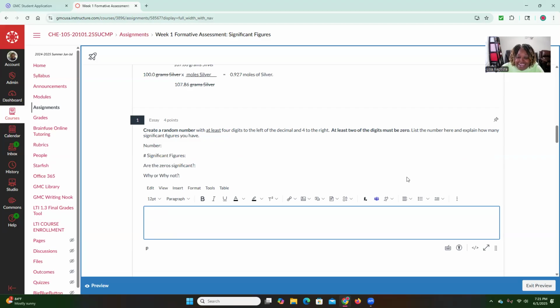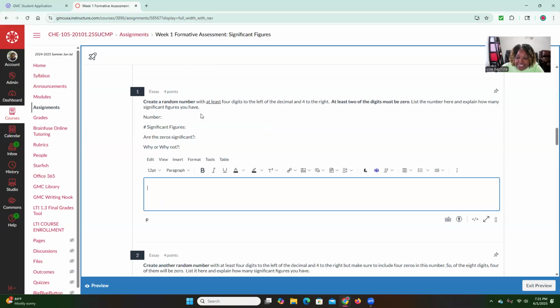All right. So then as you go through each of these problems, they'll ask for different things. So this one asks to create a random number with at least 4 digits to the left of the decimal and 4 to the right. At least 2 of the digits must be 0. So list the number here and explain how many significant figures you have. So you've got to put your number. You've got to tell what the significant figures are. You're going to tell me if the zeros are significant and why or why not. So there are 4 things that you need to list here. That's why you get 4 points. So you get 1 point for each thing.